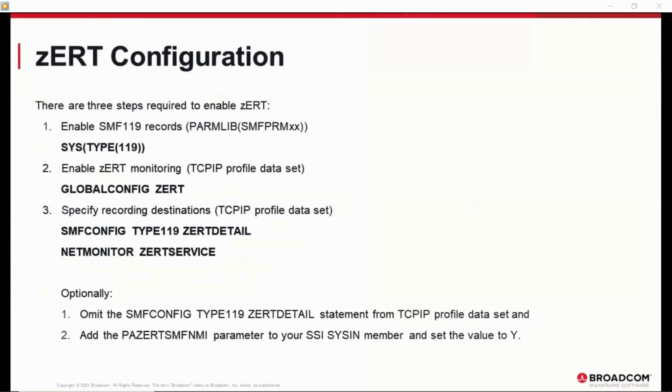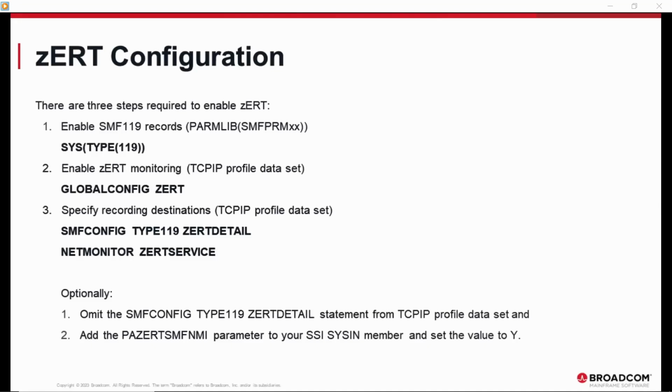Sounds good, right? So how do you set up zERT and use it? From the z/OS perspective, there are 3 steps required to enable zERT. First, you have to make sure you have enabled SMF 119 records in your SMFPRMxx PARMLIB member. You've likely already got that done.